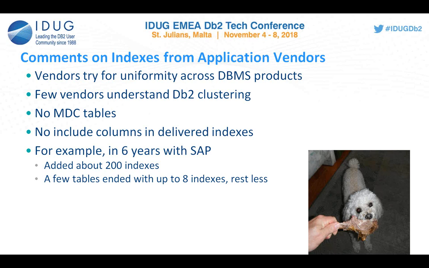Working with application vendors on SAP, in 6 years of working with SAP, we added 200 indexes, a lot of that to custom code. The SAP indexes themselves are really good, and a few tables ended up with 8 indexes, the rest fewer than that, some down as low as 1 or 2, many in the 3 to 5 index range.